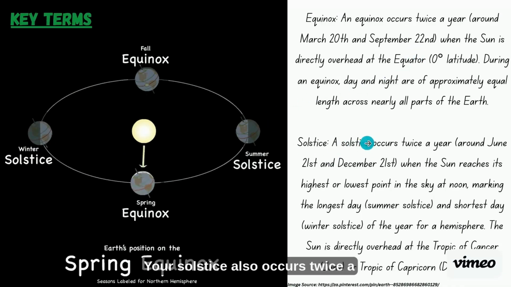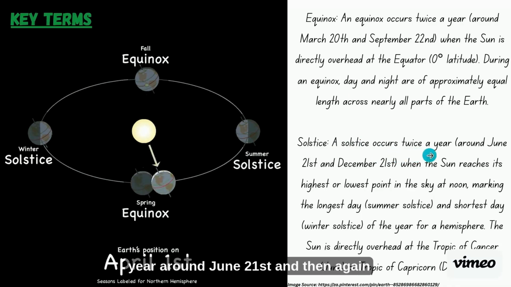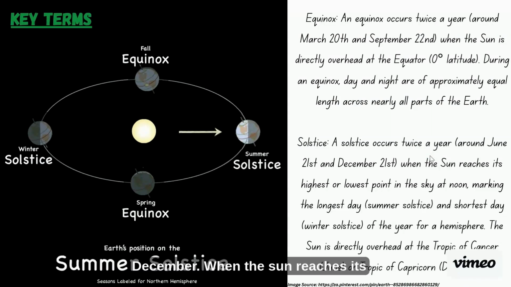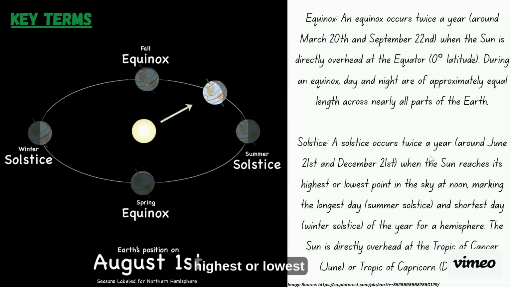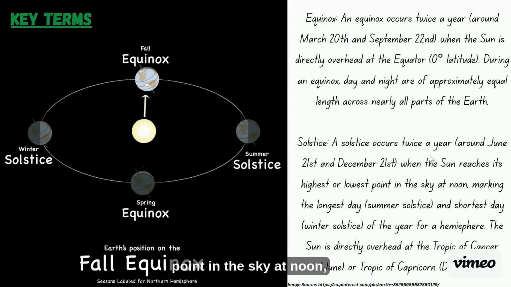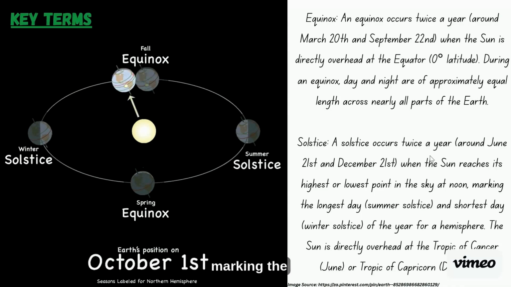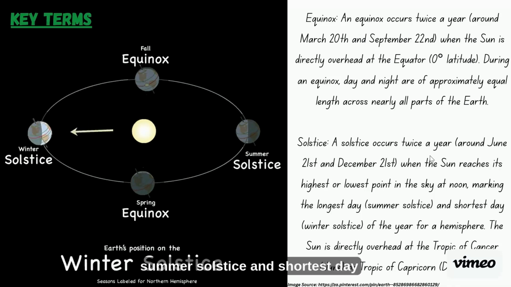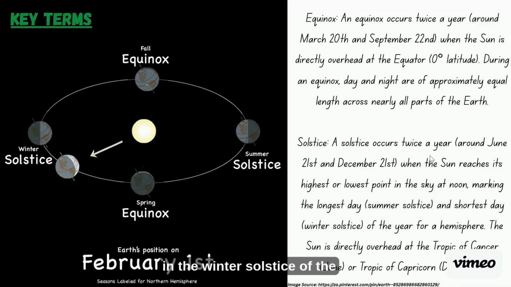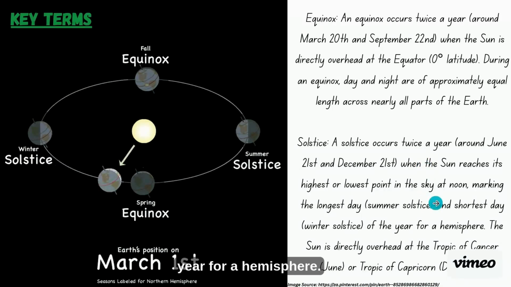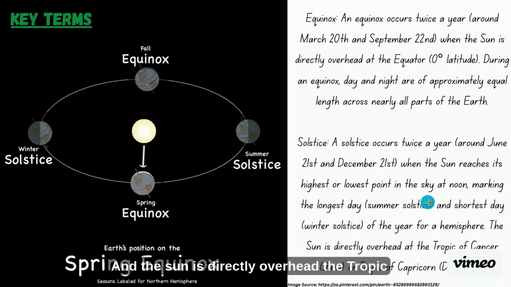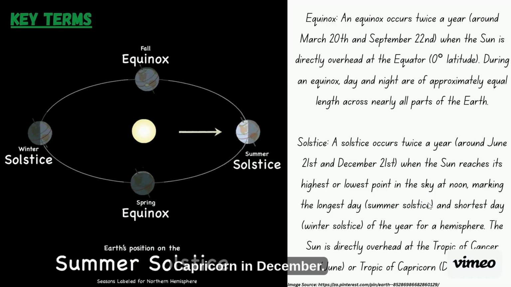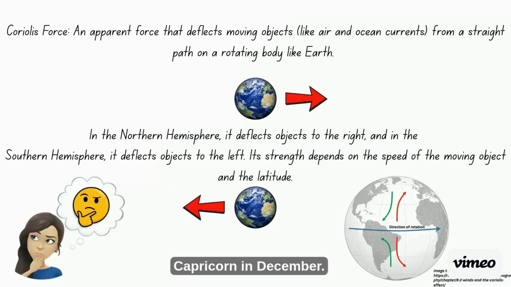Your solstice also occurs twice a year, around June 21st and then again on 21st of December, when the sun reaches its highest or lowest point in the sky at noon, marking the longest day in the summer solstice and the shortest day in the winter solstice of the year for a hemisphere. The sun is directly overhead the Tropic of Cancer in June and the Tropic of Capricorn in December.